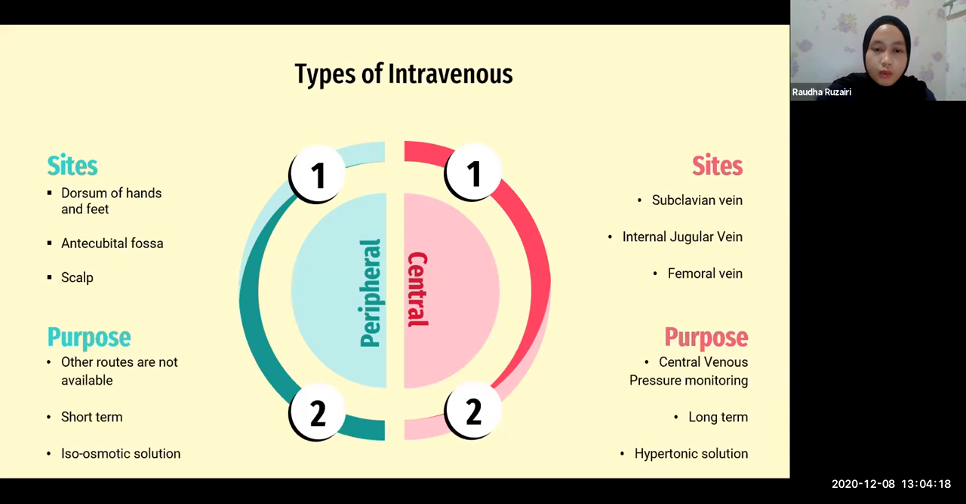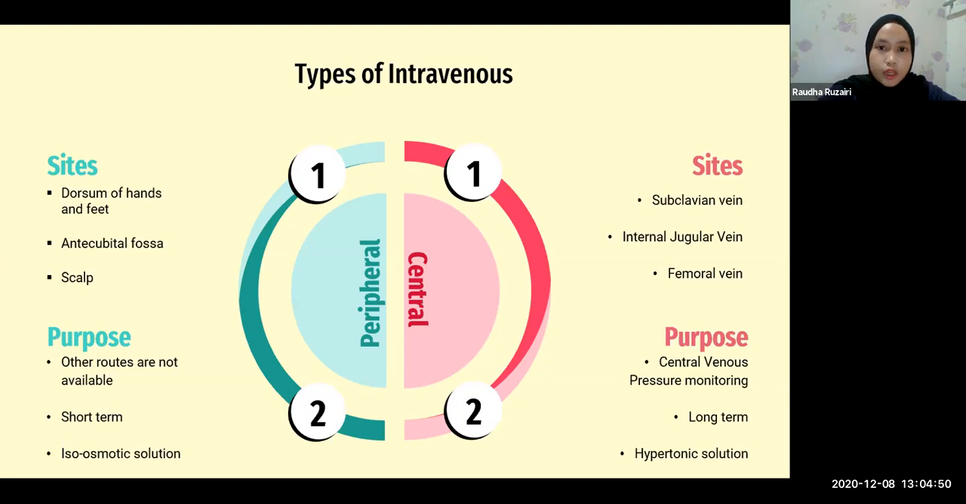As a comparison, the most common peripheral intravenous sites are the dorsum of the hands and also feet. The next one is the antecubital fossa at the elbow, where the cephalic, basilic, and cubital veins are located. And the scalp, for infants less than 1 year old. For the central intravenous, the sites are the subclavian vein, internal jugular vein, and also femoral vein. The most common site is the subclavian vein.